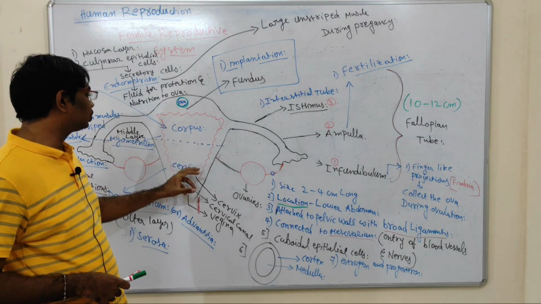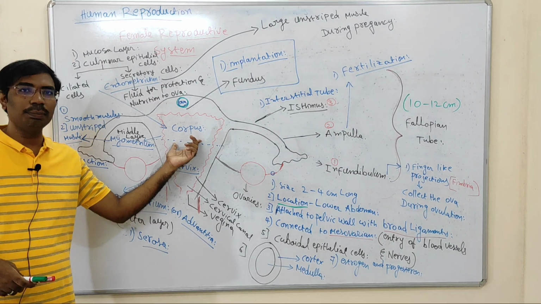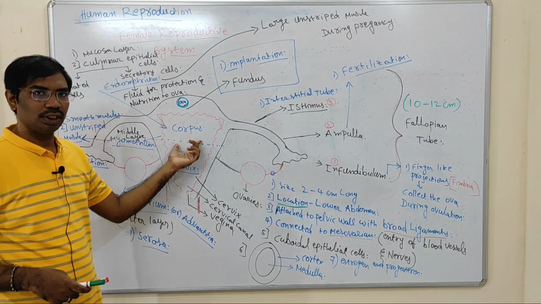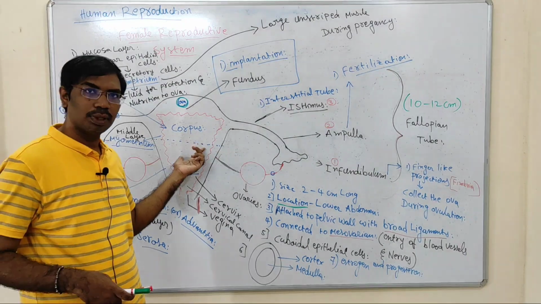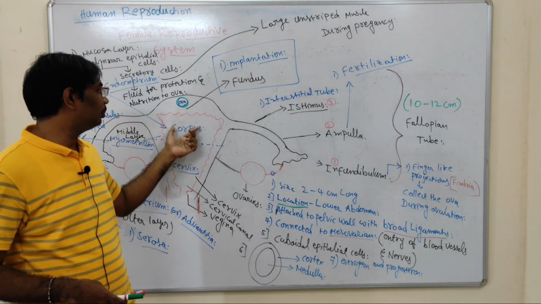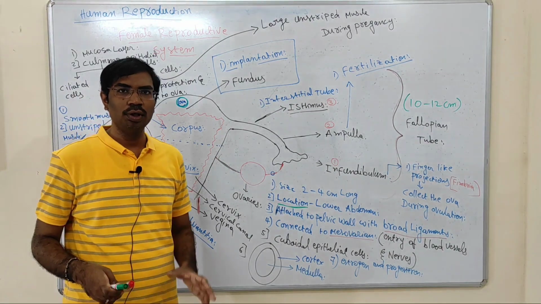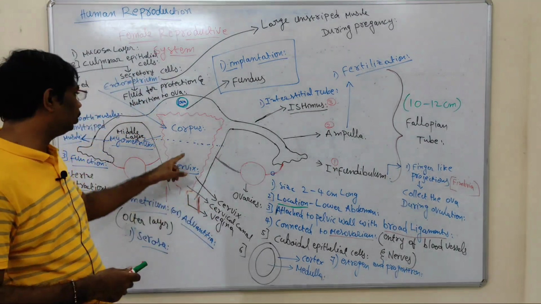What is the shape of the uterus? The uterus shape is an inverted pear shape. Pear fruit, inverted. Otherwise, it is an inverted triangular shape. That is the shape of the uterus.